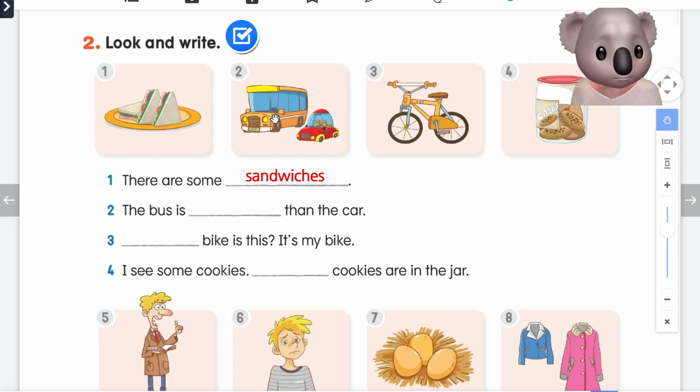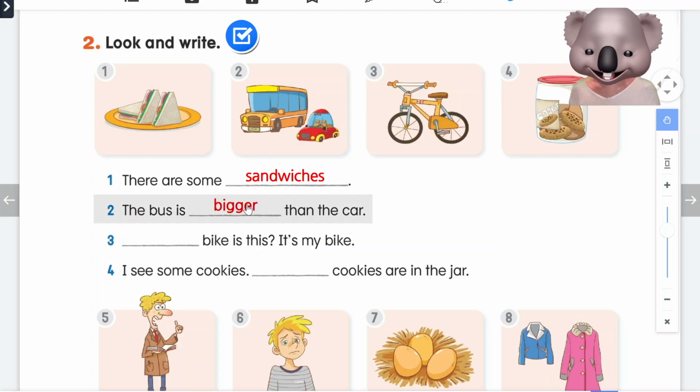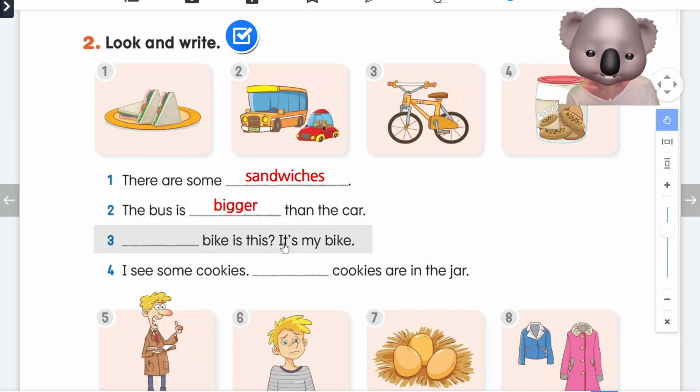What's the word for 크다? Big. 근데 big는 vowel이랑 consonant로 끝나니까 big에서 g를 하나 더 추가하고 그리고 나서 er를 붙여야 돼. Bigger. Number 3, blank bike is this?